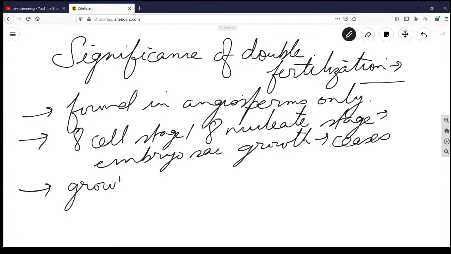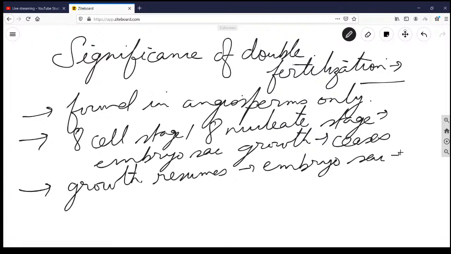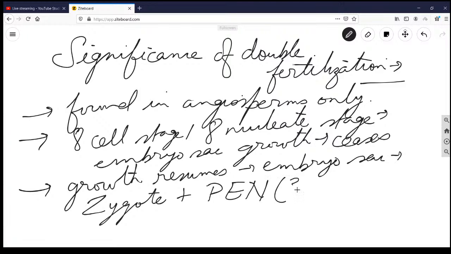So growth resumes for the embryo sac only after the formation of the zygote and the primary endosperm nucleus, PEN, which is 3n, while the zygote is 2n. They have been created by means of syngamy and triple fusion. Triple fusion, or vegetative fertilization, is the event that initiates the formation of PEN and eventually forms the endosperm. The endosperm is formed only when it is needed.